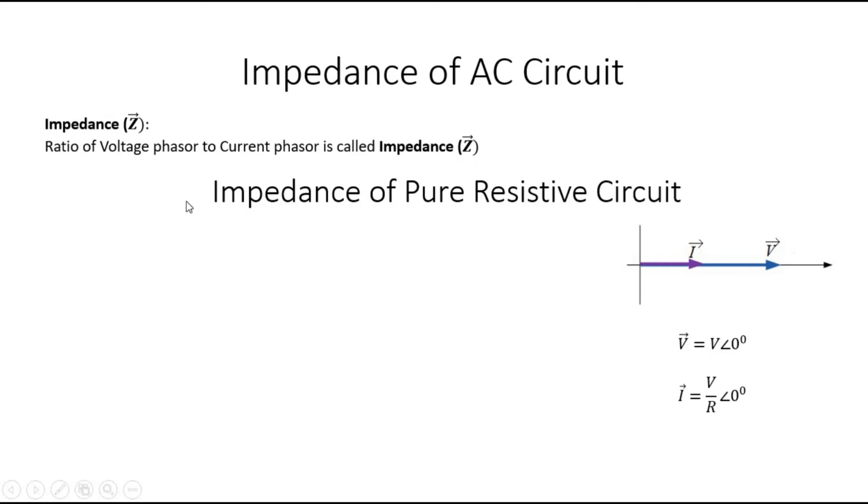The angle is 0. According to the definition of impedance, Z is equal to V by I. Since V and I are complex numbers, Z will also be a complex number. For a resistance, V is equal to V angle 0 and I is equal to V by R angle 0. Substituting here, V will be cancelled and it becomes R. Means for a resistive circuit, Z has only a real part. Z is a complex number, but for a resistor circuit, Z equals R, only the real part. The imaginary part will be 0.